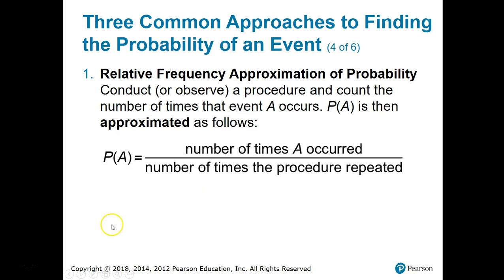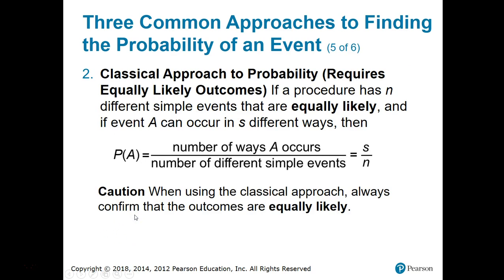in the example I give. All right, now if, and this is a big if, the probabilities of all of the outcomes are equally likely, you can simply say the number of ways that A can occur divided by the total number of possible outcomes, S divided by N.